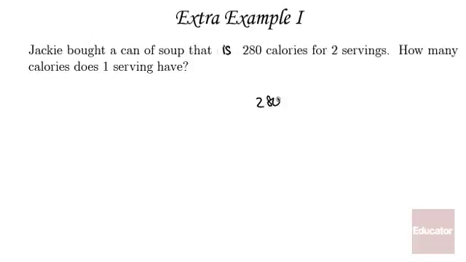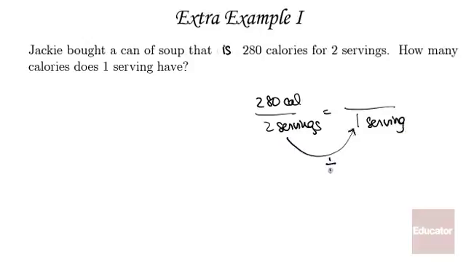So if she's having 280 calories for 2 servings and she only wants to have 1 serving, she wants to find out for 1 serving. So in fact, we're finding a unit rate here because we're finding out for 1. To go from 2 to 1, you divide by 2. So on top, I'm going to divide by 2. 280 divided by 2 is 140. So how many calories does 1 serving have? 140 calories.